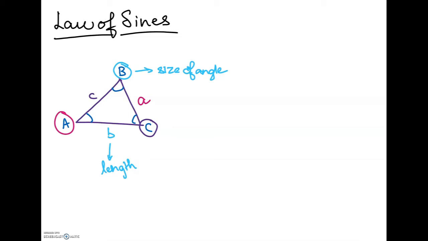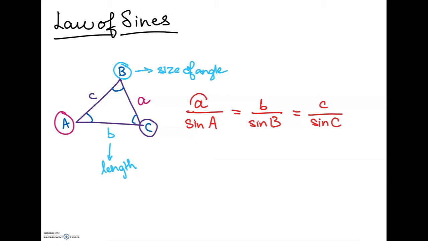So what the law of sine states is that it's sort of like a ratio that you can use to solve for a missing value. For example, it states that a over sine A is equal to b over sine B, which is equal to c over sine C. Essentially it's a ratio saying that the length of a divided by the sine of angle A is equal to the length of b divided by the sine of angle B. So using this ratio, we can find missing values.